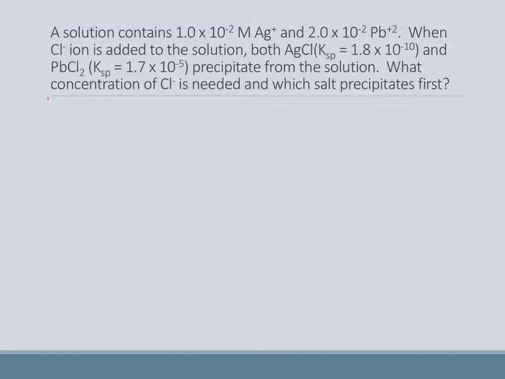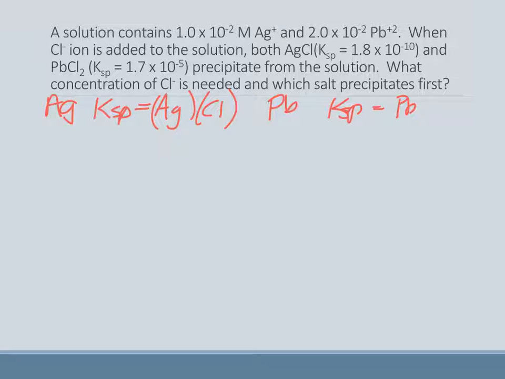Let's set this up. We're going to do Ag on this side and Pb on this side. We know that the Ksp equals the Ag ions times the Cl ions. And on this side we know that Ksp equals Pb ions times the Cl ions, but this is squared. Okay, that will help us as we work through this problem.